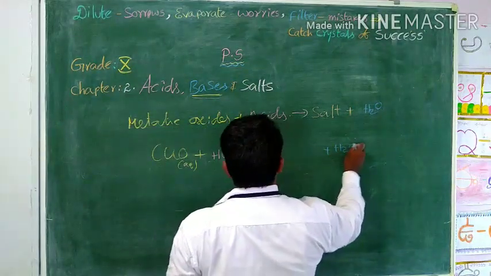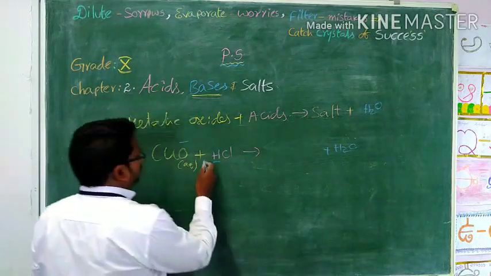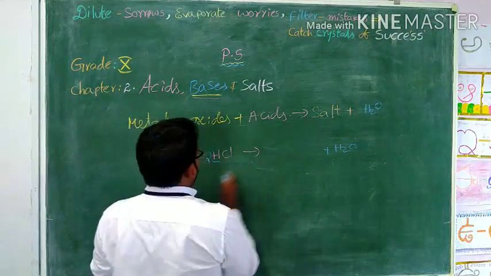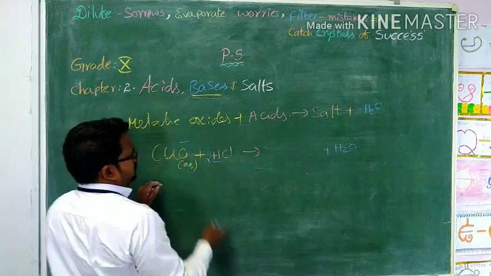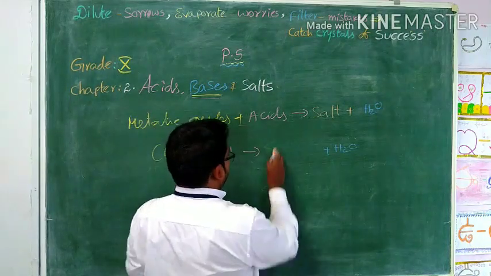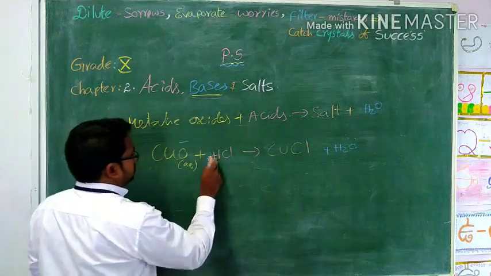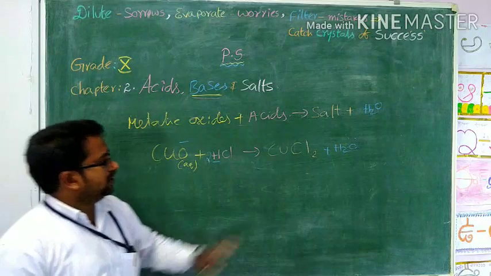First water. H2O, whatever H is there, so suddenly it should be 2. H2O will form. Now what is that? 2 Cl and 1 copper. H gone, O gone. Cu, Cl. How many chlorines here? 2. And the balance of copper is also 1. So CuCl2 is formed.